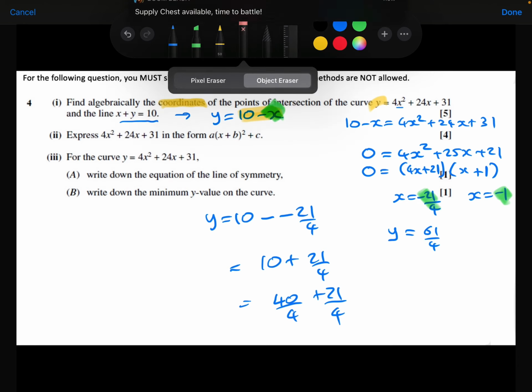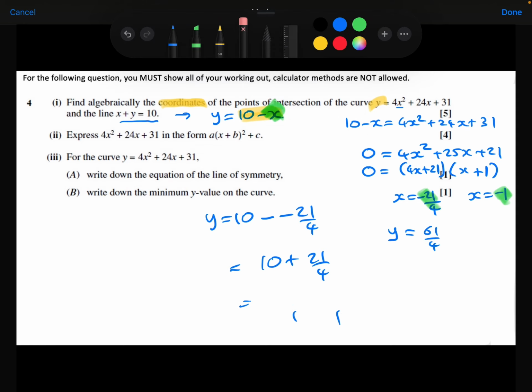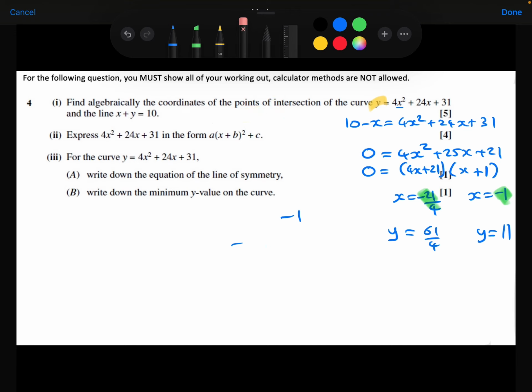Now to substitute in the minus 1. So we'll get 10 minus 1, which is 11. So our coordinates of intersection are: we've got the coordinate minus 21 over 4, 61 over 4. That's one coordinate, and then we've got the coordinate minus 1, 11.